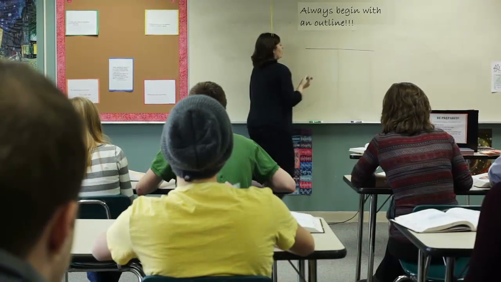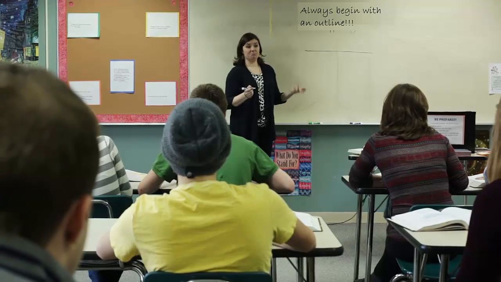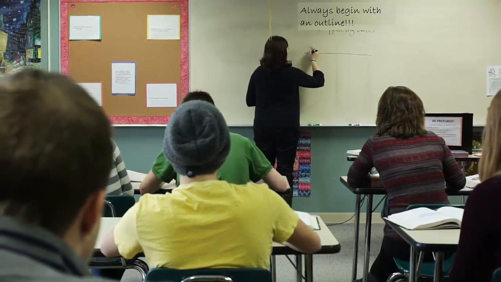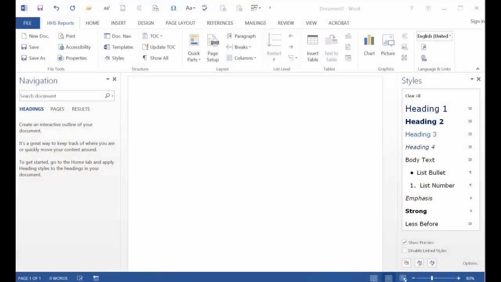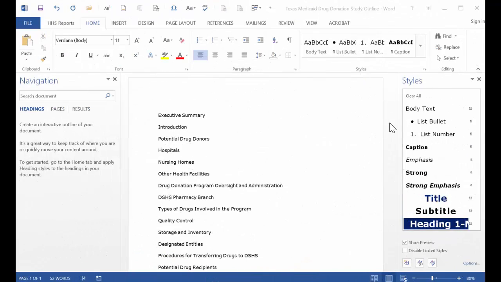We should start our document by taking both Word and Mrs. Abernathy's advice. We'll start by creating an outline. The outline for the example document we looked at earlier probably looked something like this. Now that we have our outline listed, let's style each topic with the appropriate heading style.